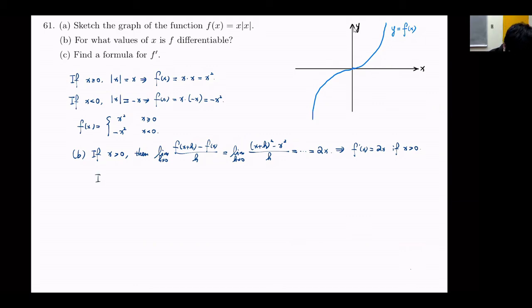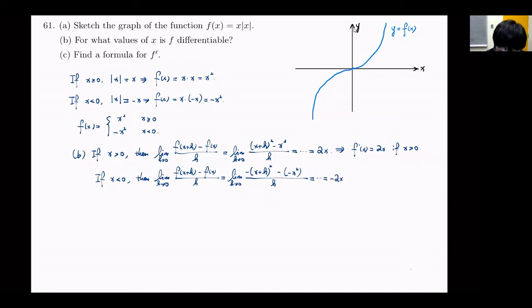All right, similarly, if x is negative, then consider the limit of f of x plus h minus f of x divided by h as h approaches 0. Now you just use what we have discussed before. f of x is minus x squared and f of x plus h is minus x plus h squared, and the whole thing is divided by h. Again, you can do the computation by yourself, and at the end of the day you get minus 2x. So f prime of x equals minus 2x if x is strictly negative.